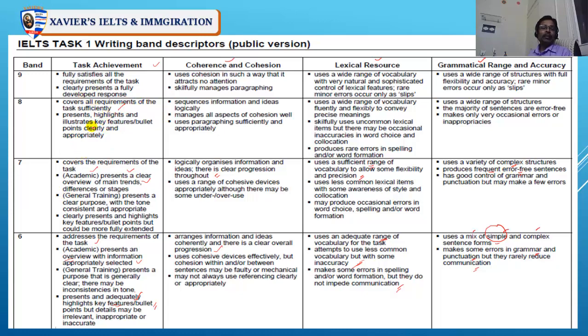It presents, highlights and illustrates key features, all the key features. Then bullet points, similarly, is for the general task, appropriately. If you are covering all the things that are the requirements of 7 and the requirements of 8, then you are getting 8. And then sequences information and ideas logically. See, up to Band 7 it is written as logically organizes, but here it says sequences, that means the way your write-up is maintained throughout the task.